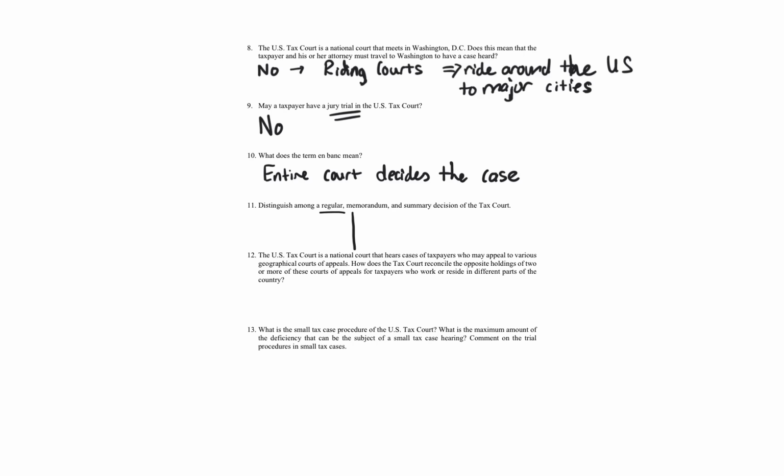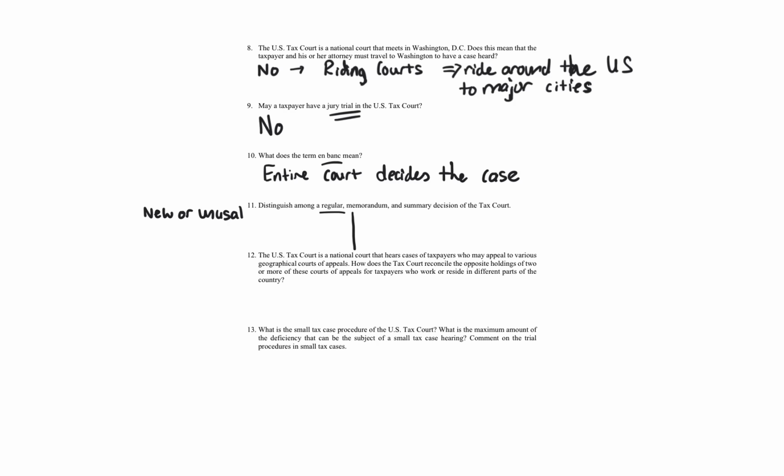A regular tax court decision deals with a new or unusual area of law or point of law, as determined by the chief judge. And by the way, the en banc question, question 10, whether a case will be heard en banc, is decided by the chief judge.